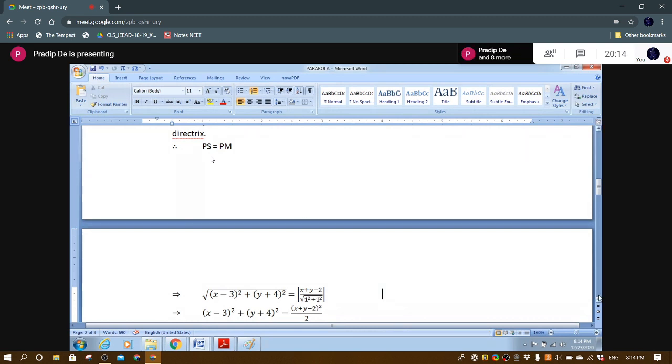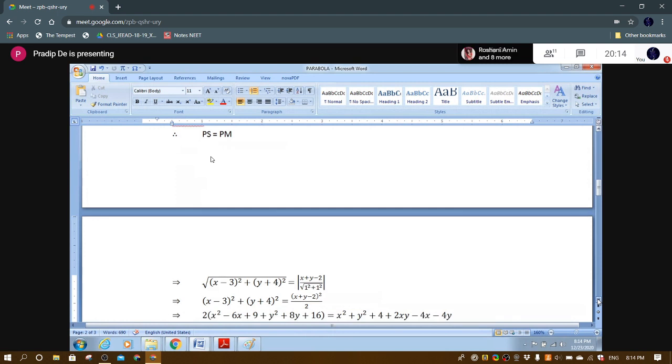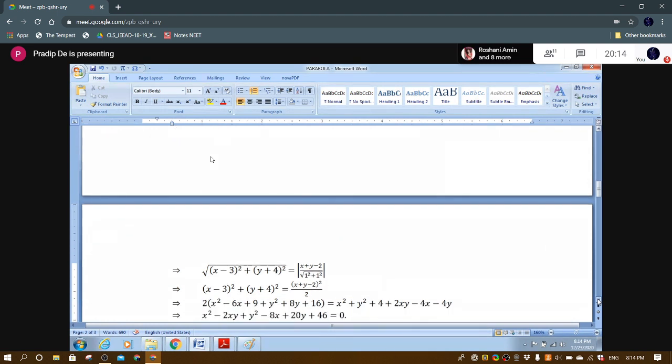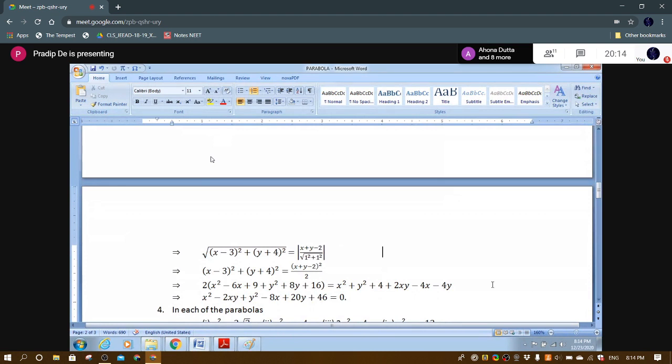Now just simplify and you get the answer. To simplify, we square both sides and expand and simplify, and finally we get the answer. This is the locus of the point. This is the equation of that parabola. Not in the known form, isn't it? It is none of those 4 types that we learned just now.